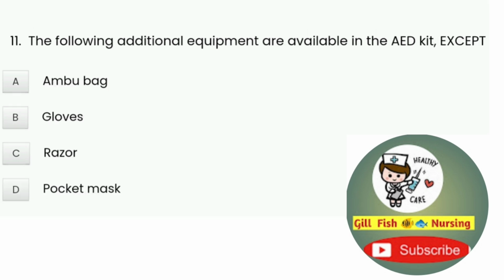Next question. The following additional equipment are available in the AED kit except option A, Ambu bag, option B, gloves, option C, razor, option D, pocket mask. The additional equipment available in the AED kit except, that is option A, Ambu bag is the correct answer.